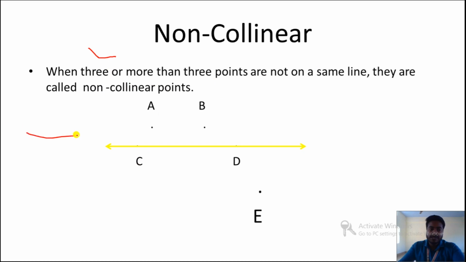Here you can see the example. Here point A, point B, point E. They are not on the line. They are outside of the line. Clear now? So this is the example of non-collinear points. I hope it is clear to you all.